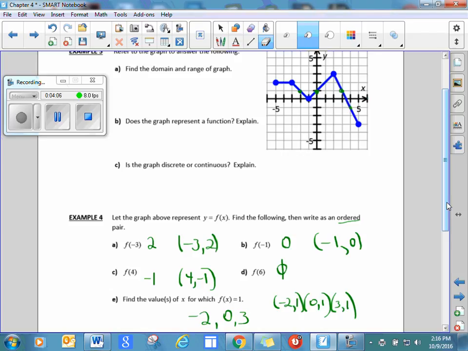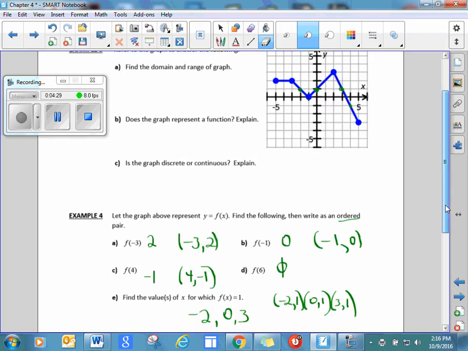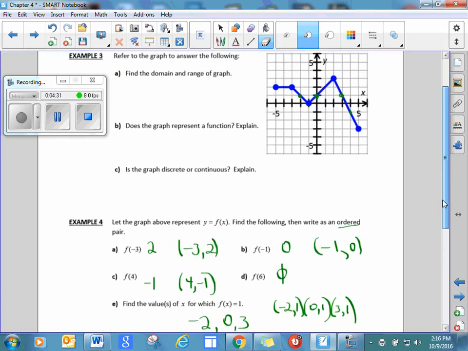So this is a function. It passes the vertical line test, and when we inspect the ordered pairs, it passes the rule that there is no x that comes out with 2 different y values. So I can't stress enough that it's okay if your y values repeat as long as they're attached to a different x. You can't have an x repeating with 2 different y's. Then you don't have a function.